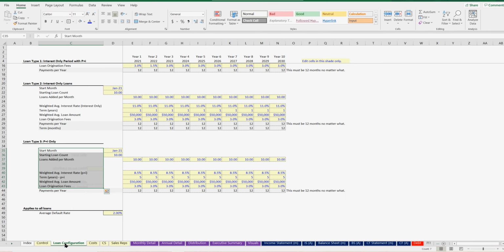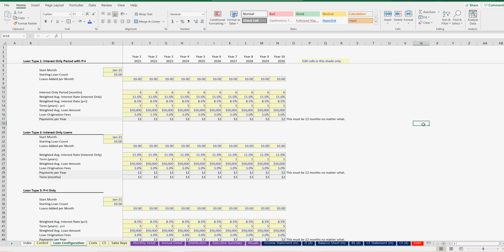Next tab, loan configuration. So this is where the main meat of the model is, and this is where all of the complexity has come in. And I didn't know if I was even going to be able to build this. It was so difficult.